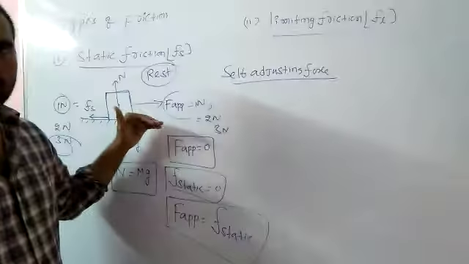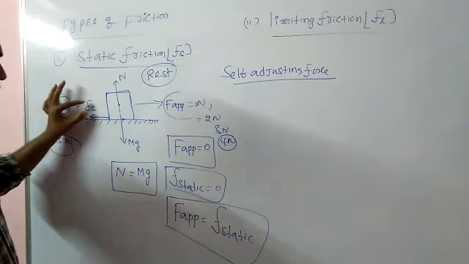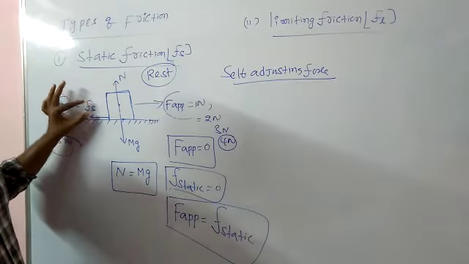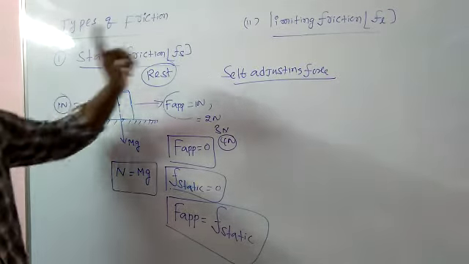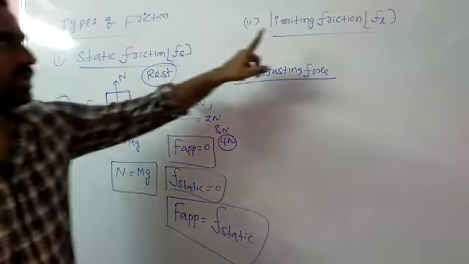Now this static friction reaches a peak value. When the static friction reaches a peak or maximum value, that maximum static friction is called limiting friction. Until the block starts the motion, applied force will be equal to static frictional force. Once the block is ready to slide, the maximum static friction is present. That maximum static friction is called limiting friction.